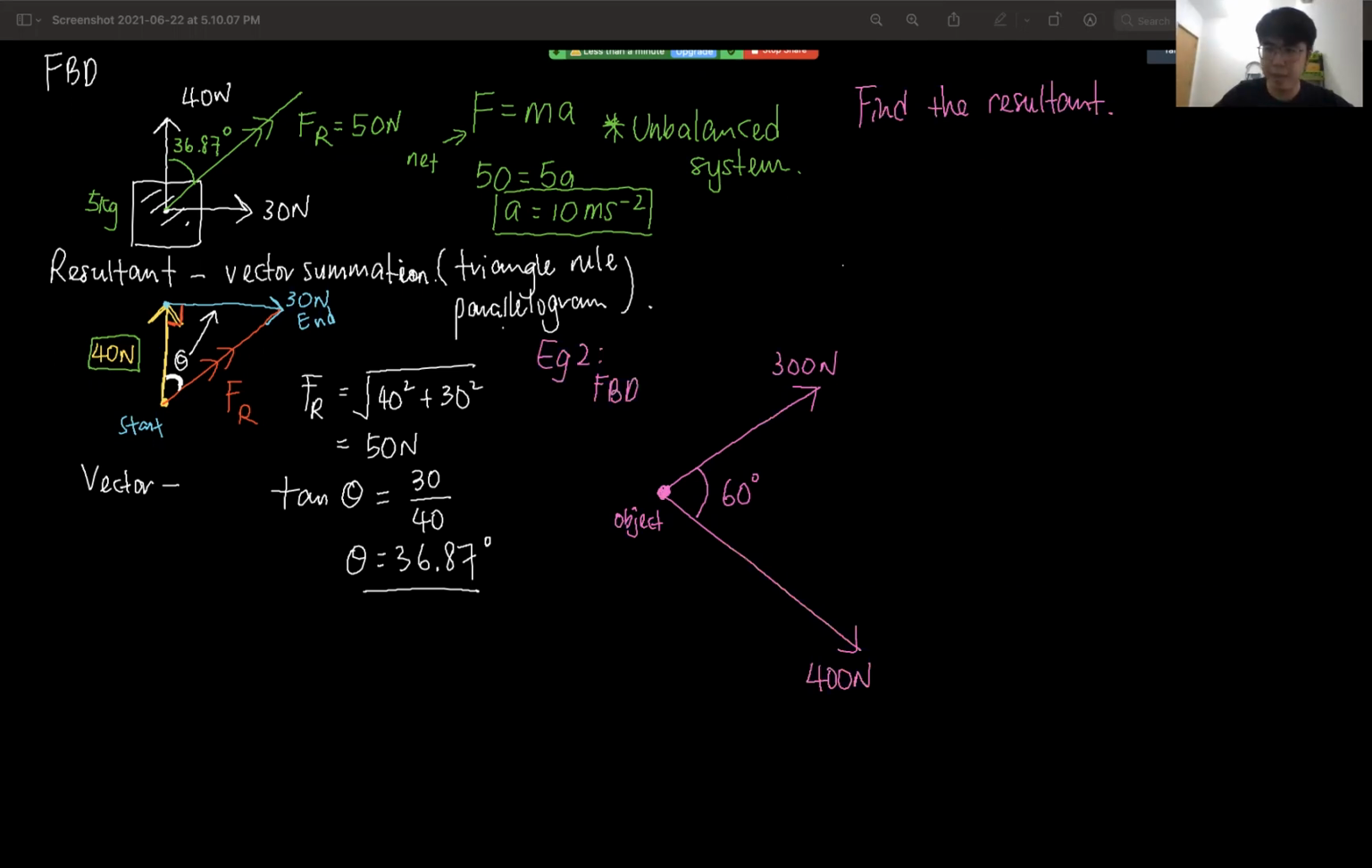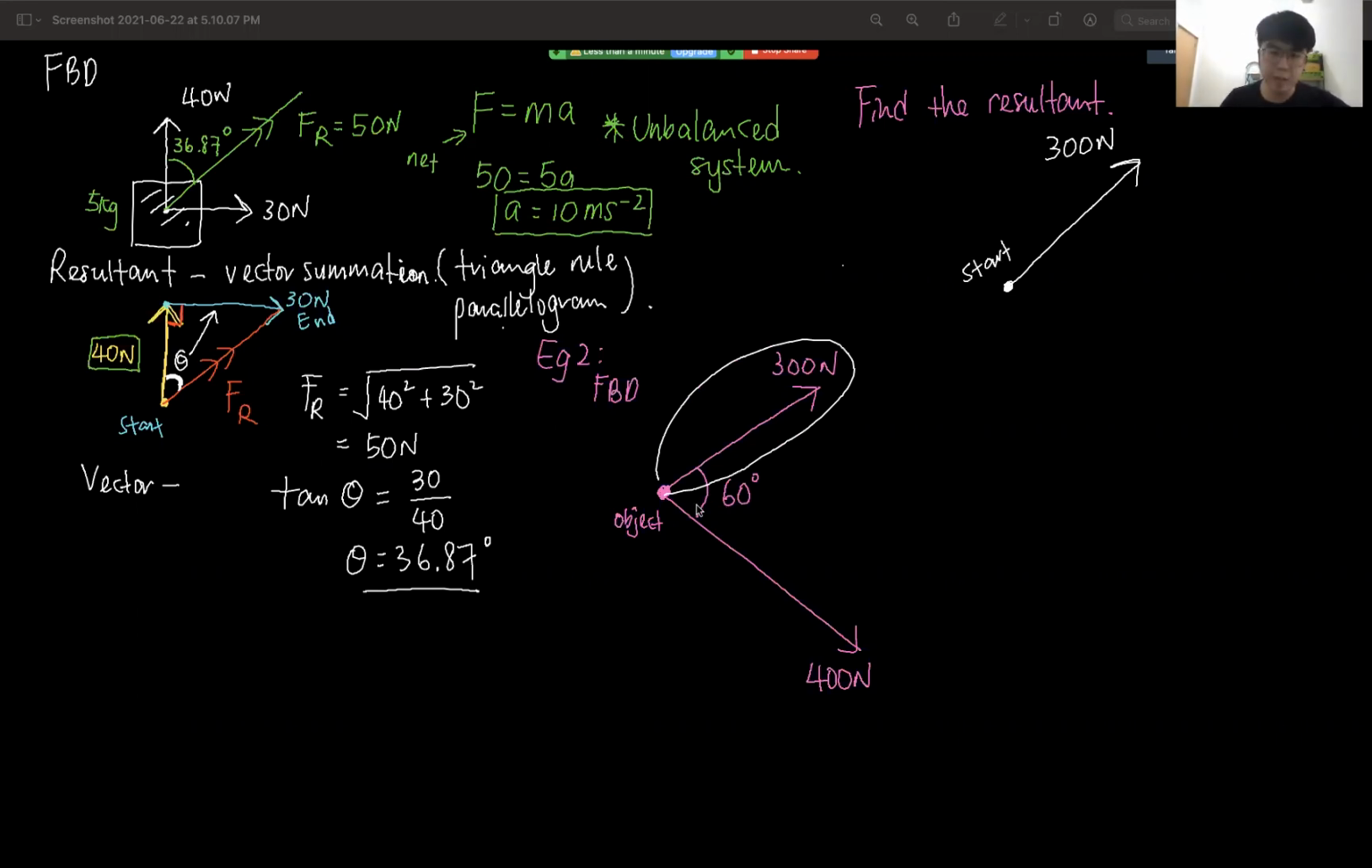Okay, so where do we start? Now, draw the vector diagram. Okay, we are going to add up these two vectors. How do we add? We have to draw the triangle. Okay, pick any point you want to start. Say 我从这边开始，选哪一个 vector? Okay, 选300。300 Newton. Okay, I start here and go here.